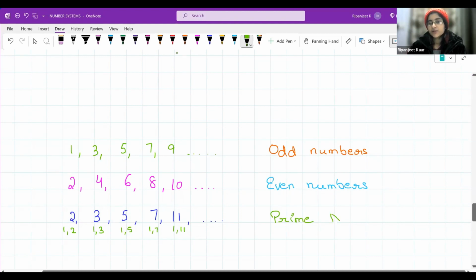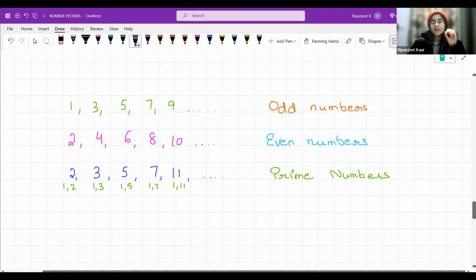Prime numbers. Okay. So do you think there can be any other type of numbers in our system? Any guesses? All right, let me tell you what other types of numbers there can be.